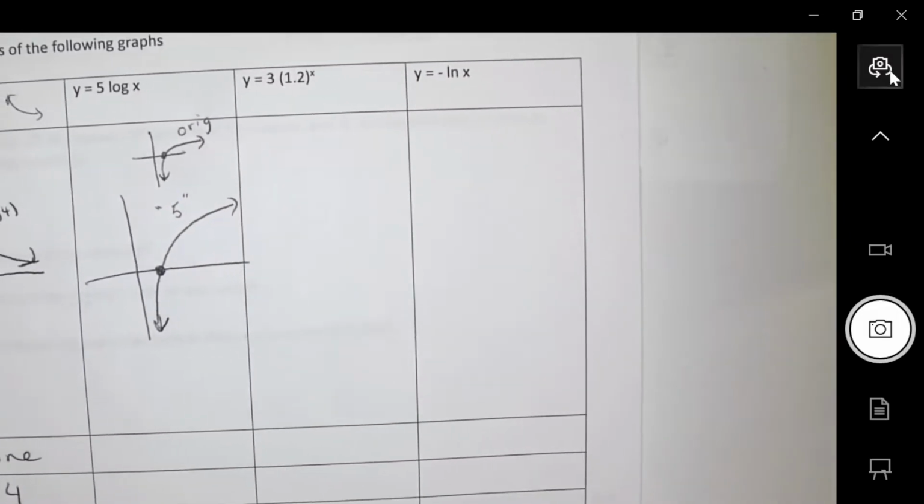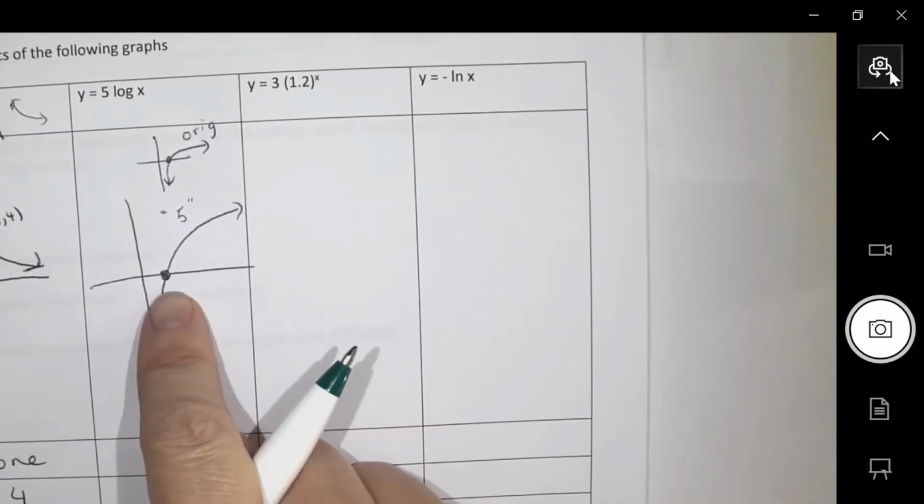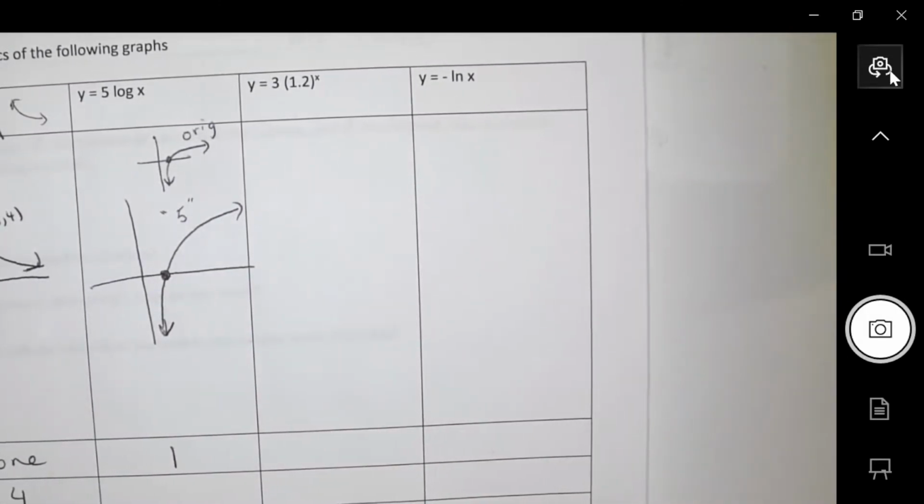So that's the effect of the 5. It makes it increase faster than the flat. Okay, x-intercept, that crosses at 1. Y-intercept, where is it hitting the y-axis? It's not.